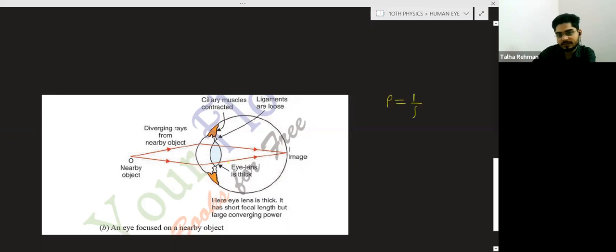Focal length decreases and power increases. Converging power increases, because converging power is equal to 1 upon focal length. When focal length will increase, power will decrease. When focal length will decrease, power will increase. Okay, so these are the diverging rays, and finally we will get the image on the retina.